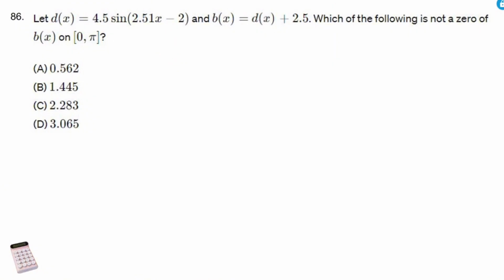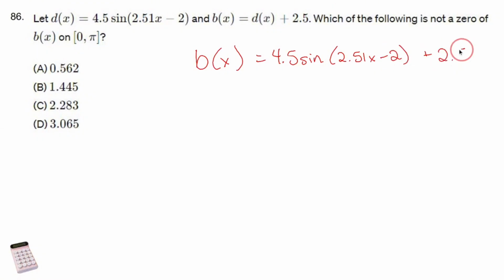We care about b of x. b of x is now going to be 4.5 sine of (2.51x minus 2) plus 2.5. So all I did was rewrite d of x and add the 2.5. I just added the midline there.